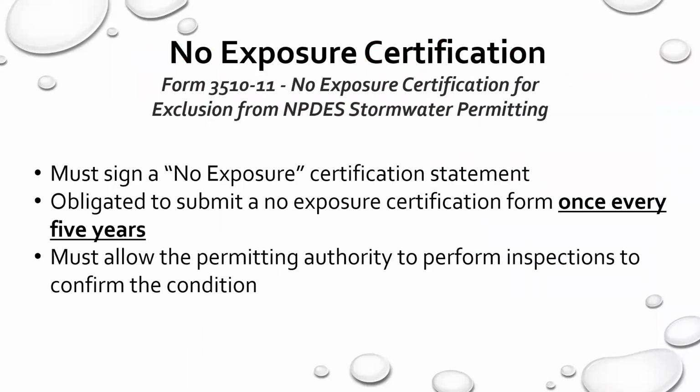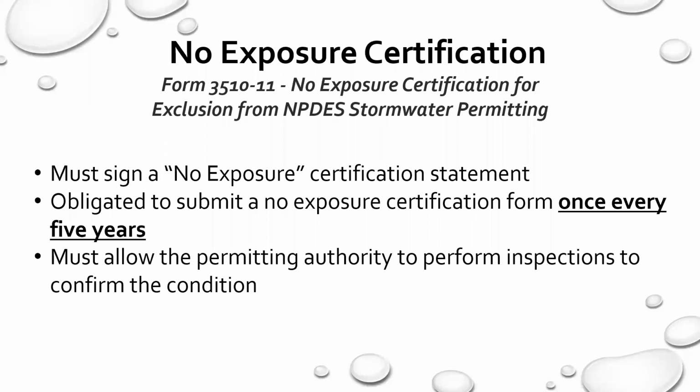In order to get this, it's Form 3510-11, which is the no exposure certification from the EPA. In order to have this, you must sign a no exposure certification statement. You must submit this every 5 years, and anytime the permitting authority can come out and check your facility to verify that this statement is true. So it's important that you don't falsely claim this, because that can lead to a lot of regulatory issues down the line.